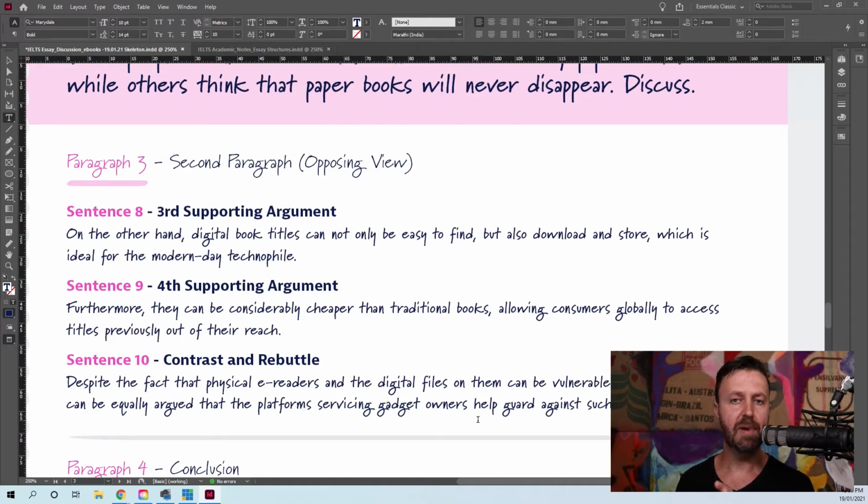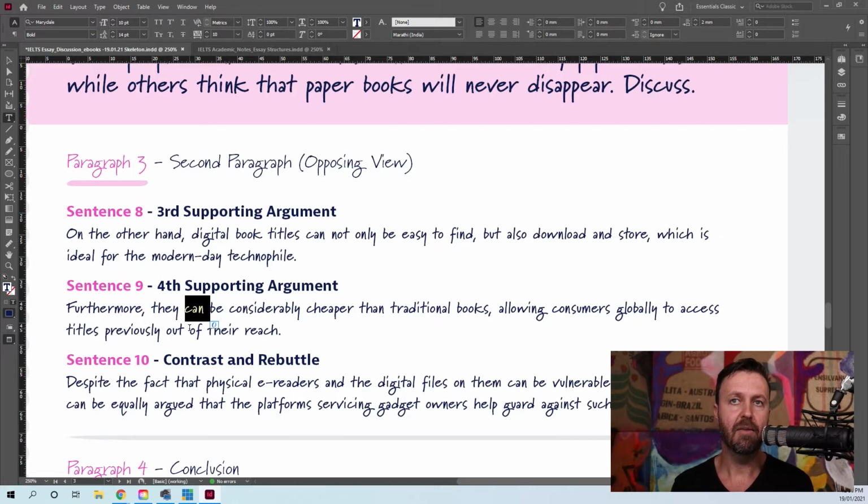So let's look back at our grammar analysis for this. So we've got, on the other hand, digital book titles, which is the noun plus can. Then we've got furthermore, we've also got the noun plus the can. We've also got here, despite the fact that physical e-readers and digital files, so we've got our noun plus can. Because can, when we think about can, means sometimes. So that's why we've got here, furthermore, they can be considerably cheaper. Not that they are considerably cheaper, but they can be cheaper.